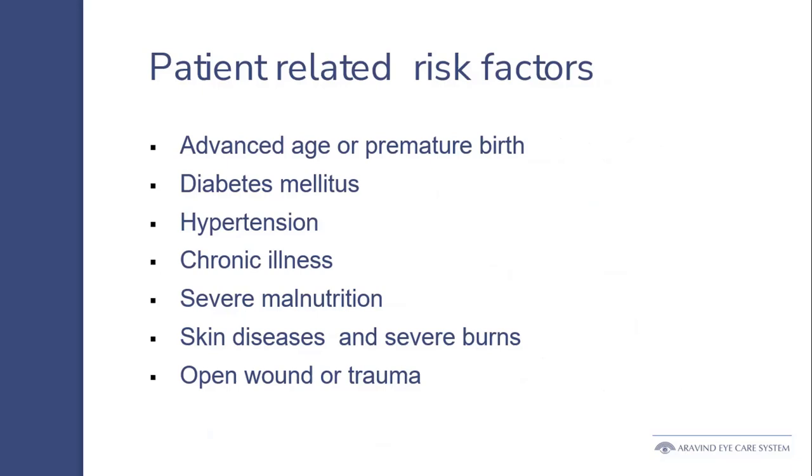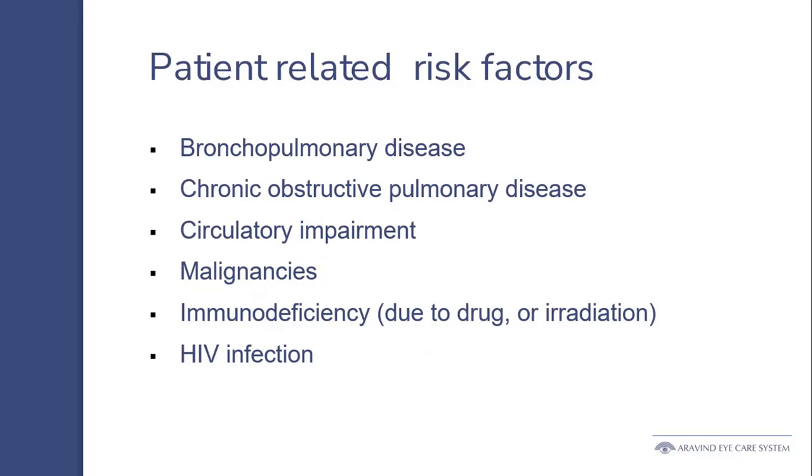Among patient-related factors, advanced age and premature birth, both extremes of age, are big risk factors. Diabetes mellitus, hypertension, chronic illnesses, severe malnutrition, severe burns, and skin diseases like atopy or acne rosacea are all risk factors. Open wounds or any infected wounds, like we see in a lot of diabetic patients who have wet gangrene or other skin problems, should be addressed and taken care of, and any trauma has to be addressed properly.